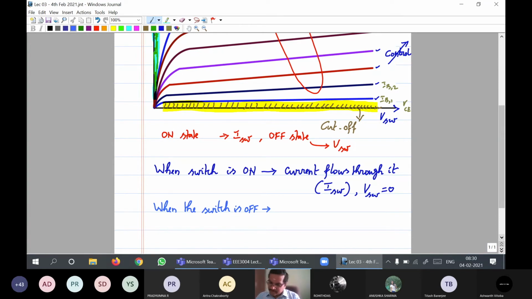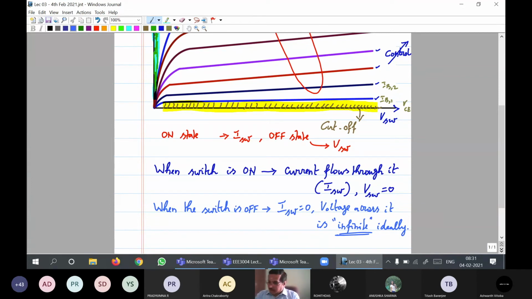So when the switch is off, current through the switch, I switch, is 0. Voltage across the switch, I should have written it, I will now write, voltage across it is infinite, ideally. Of course, current being infinity, I haven't written. So this is what switching is all about.